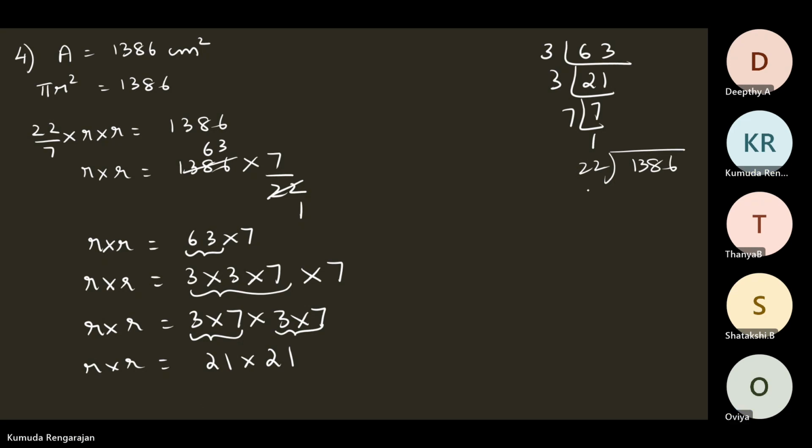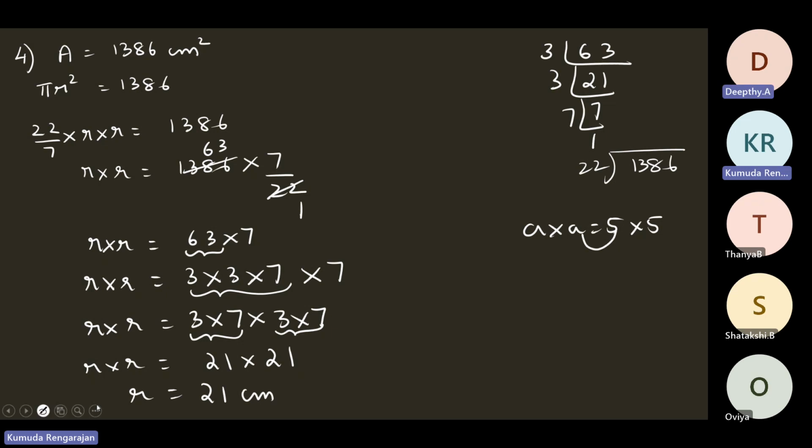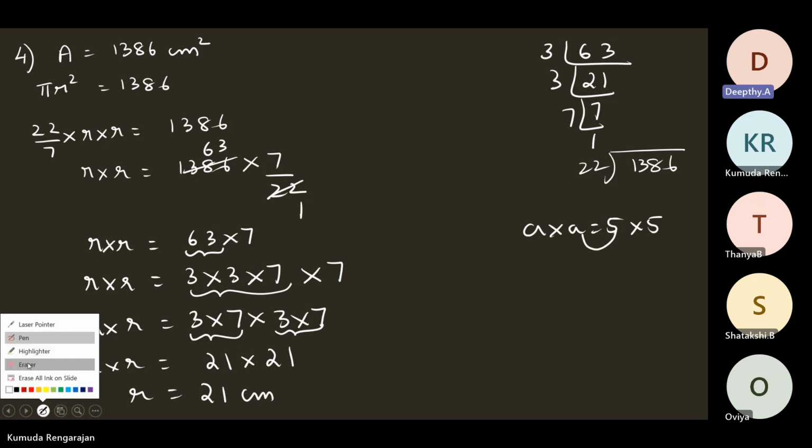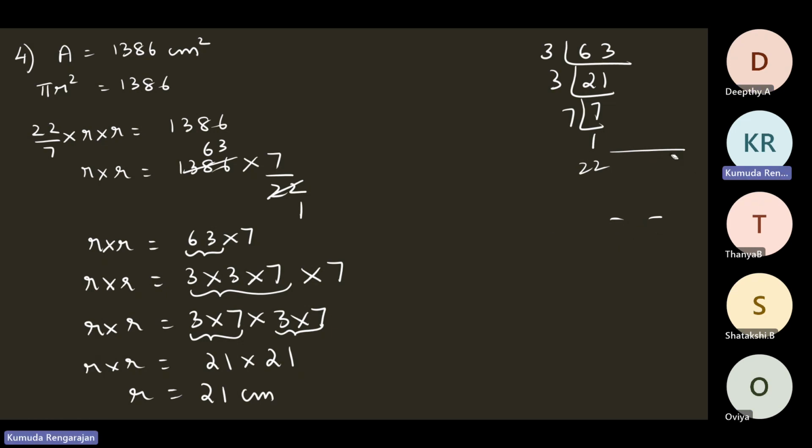If you have A into A is equal to 5 into 5, what is A? A is 5, no? Yes, ma'am. A into A is 5 into 5, that means A is 5. So R into R is 21 into 21, that means R is equal to 21 centimeters. Understood? Yes, ma'am.